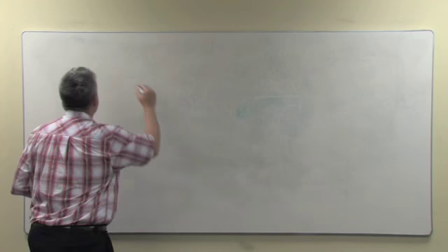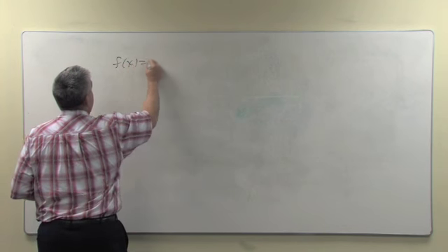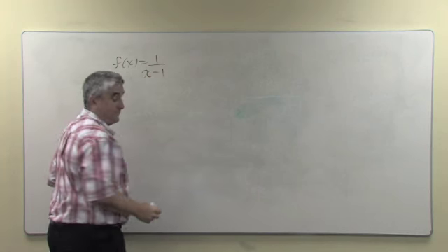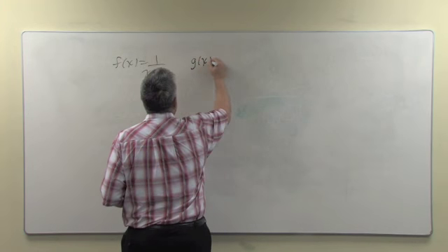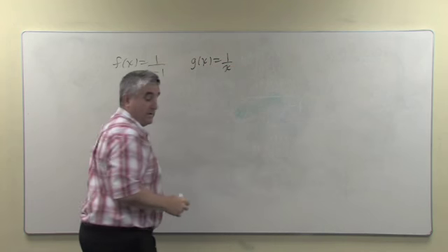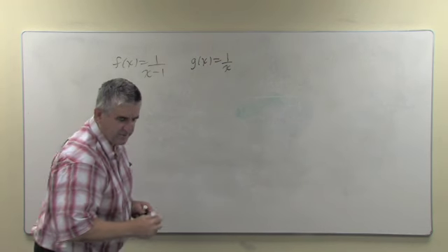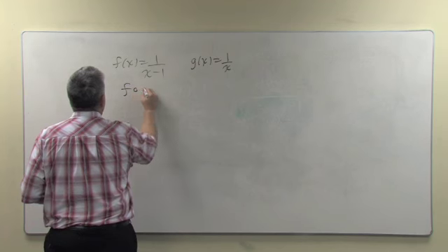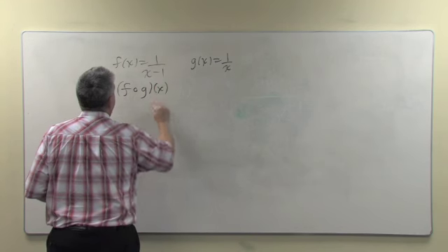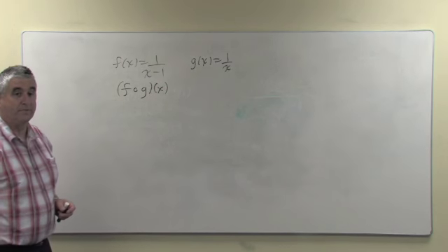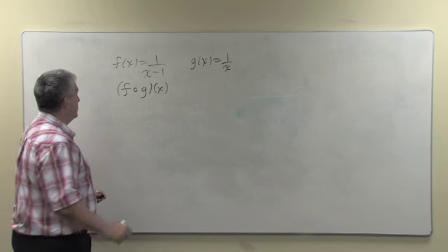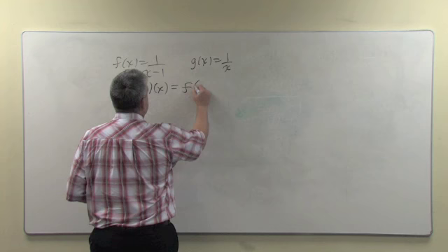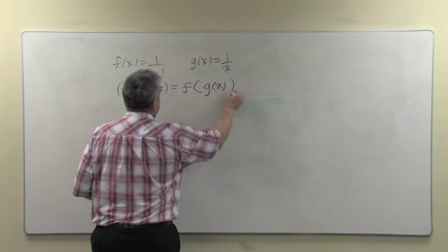Let's take a look at the function f of x, 1 over x minus 1, and the function g of x, which is going to be 1 over x. And let's form the composition f circle g of x, and let's talk about the domain of the composition. Let's find the domain. All right, so what does f circle g of x mean? It means f of g of x.